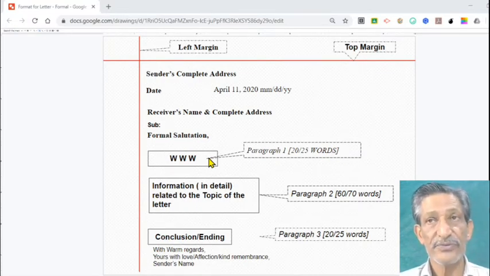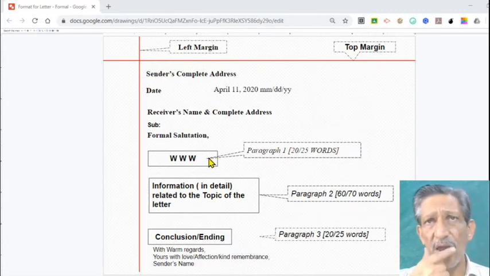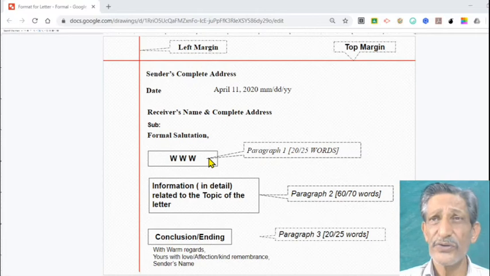For example, in the first paragraph, you could invite the person and say, well, you're also invited to have dinner or lunch with the principal and staff members after the function.